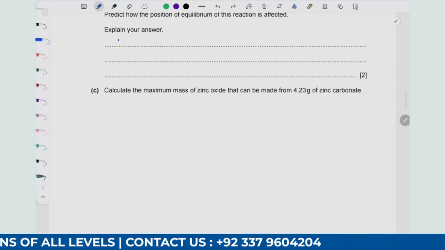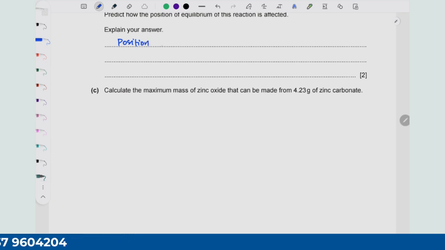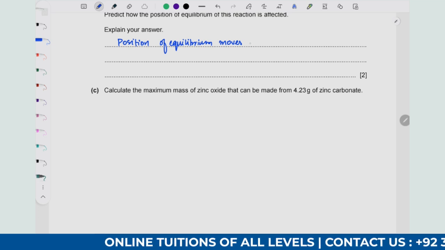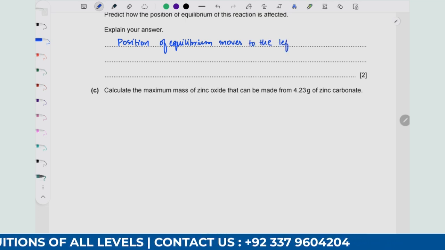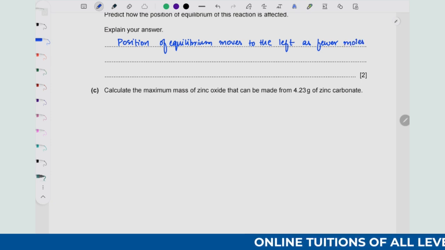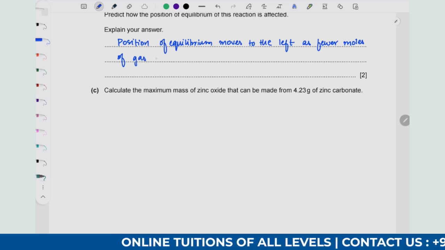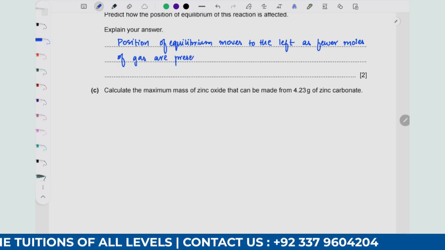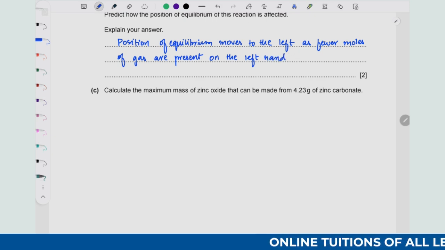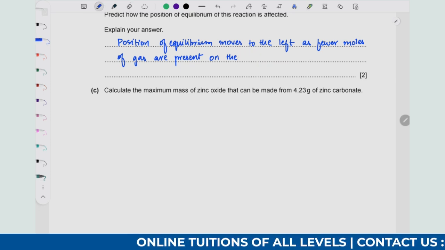Again, position of equilibrium moves to the left as fewer moles of gas are present on the left hand side, or we can say are present on the reactant side.